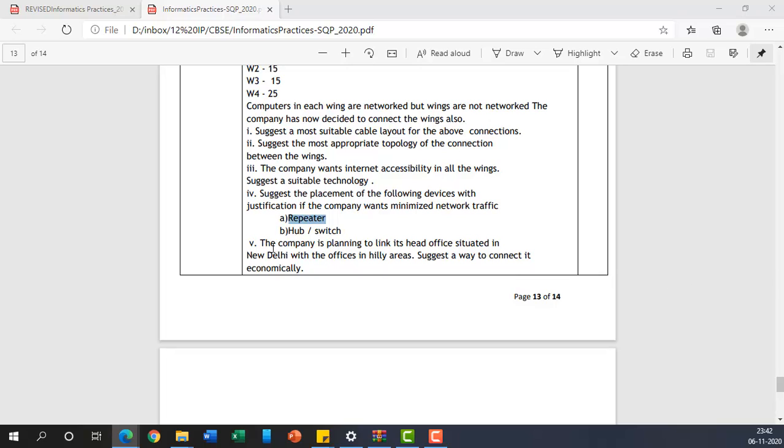Okay. And next, the company is planning to link its head office situated in New Delhi with the office in hilly areas. Here, you have to see the word hilly areas. Suggest a way to connect it economically, and that is radio wave. You cannot go for satellite communication because it is really costly, and you cannot go for any wired communication since it is a hilly region and it will be very difficult to lay out the cable. So the correct answer is radio wave, right?